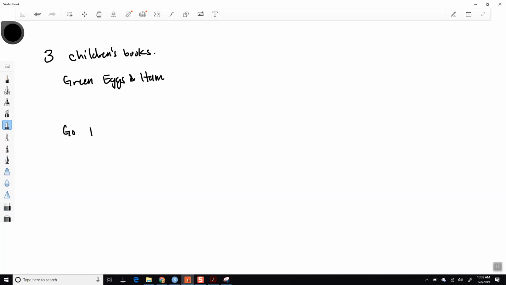Go Dog Go, and Are You My Mother? I don't know if you guys are familiar with these books. They are like American classics. Okay, and basically, Green Eggs and Ham is famous for being a book that uses only 50 unique words.